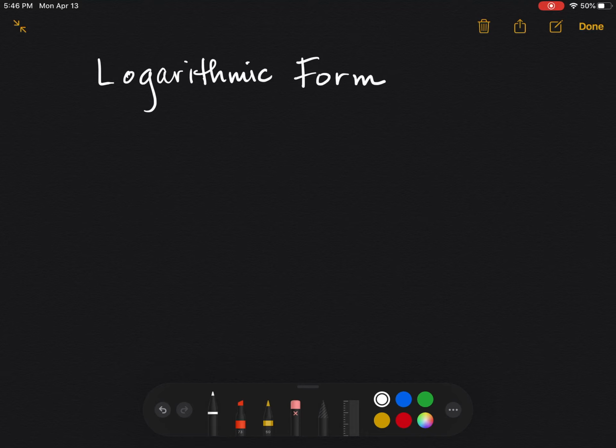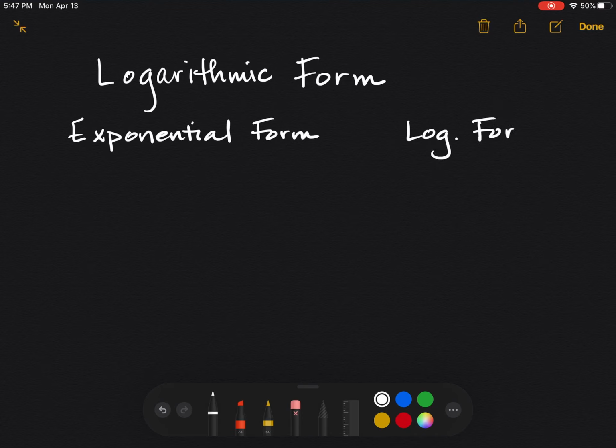Okay. And this stuff is all in your book, but I know how you like to hear it and see it. So I'm going to try to do it this way for a little bit and see how it goes. So exponential form and logarithmic form. I'm just going to write log form.